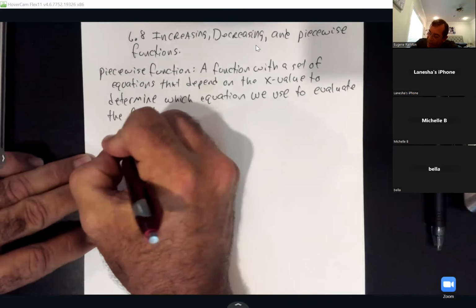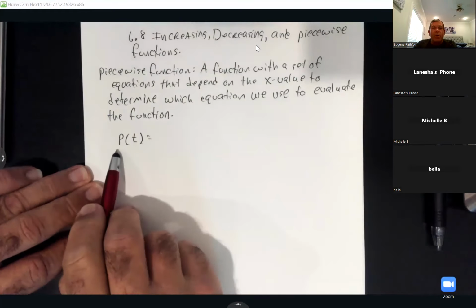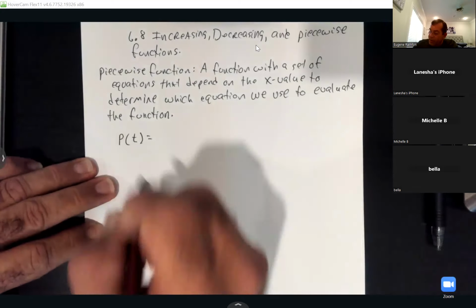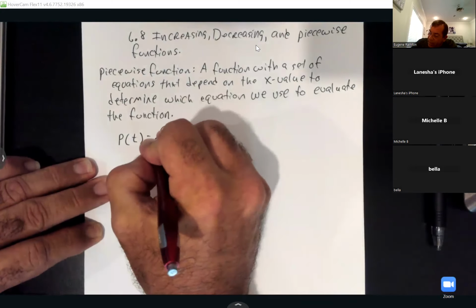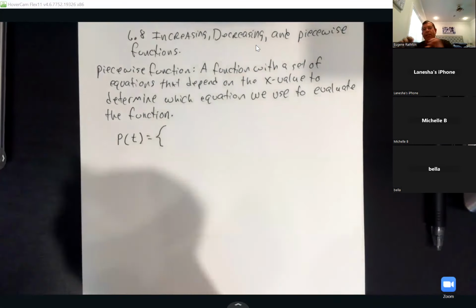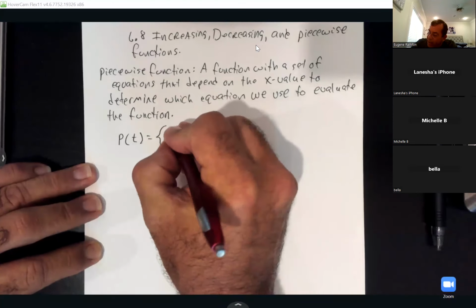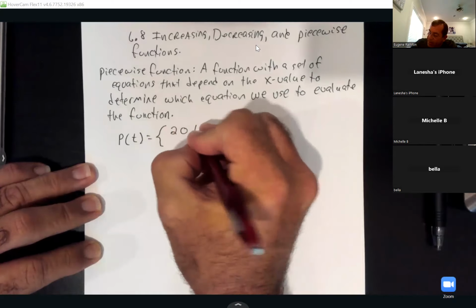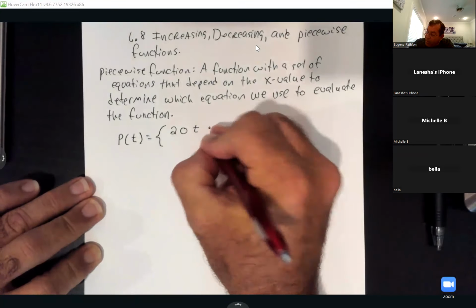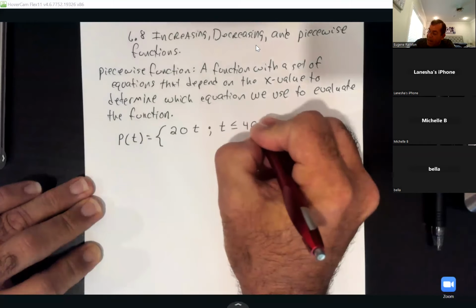So say P is going to represent my paycheck, and T is going to represent the number of hours. And I'm just going to use 2 equations for this one. So my first equation, say you made $20 an hour. If you make $20 an hour, to figure out your pay, you would do 20 times T, which is the number of hours you work. And that would be good for any T that is less than or equal to 40 hours.